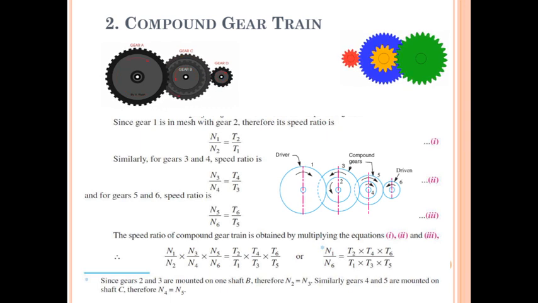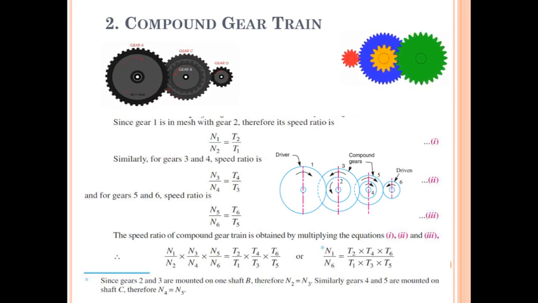Now, if you want to find out the velocity ratio for this compound gear train, first find out the velocity ratio between gear A and B. Velocity ratio is found between the two gears which are in mesh. A gear is in mesh with B, therefore I will call A gear the first gear, B gear the second gear, C the third and D the fourth.